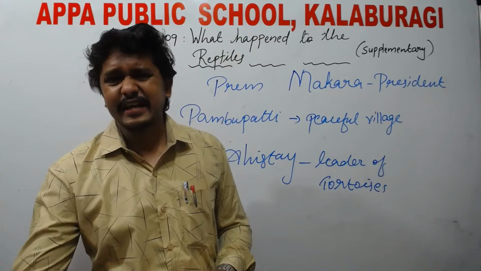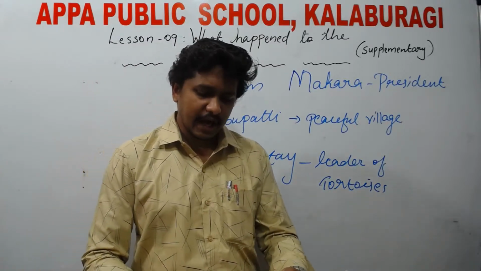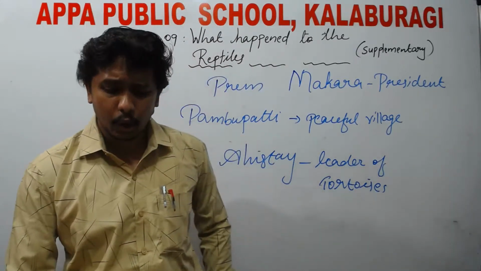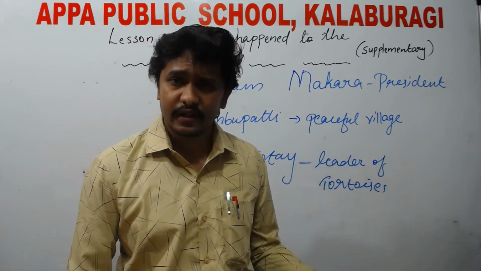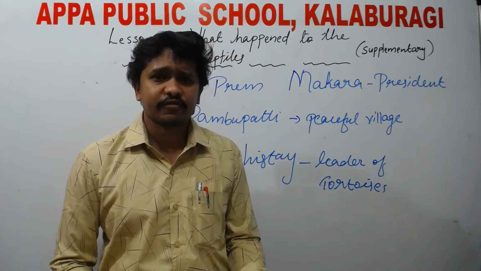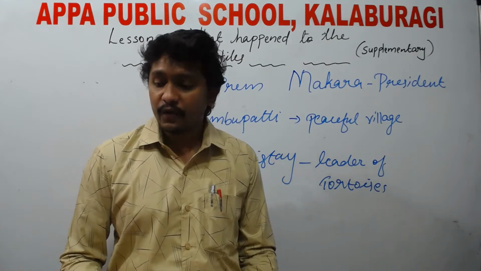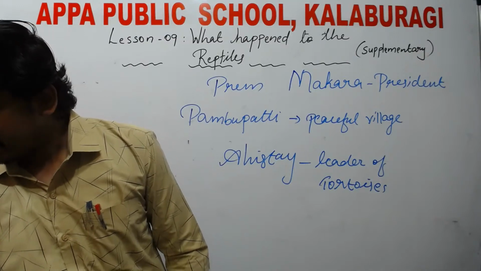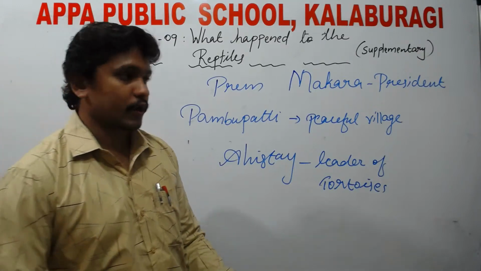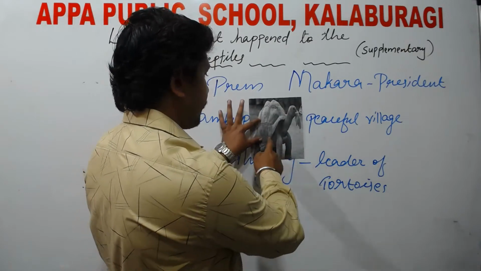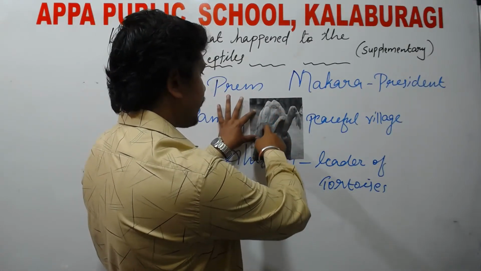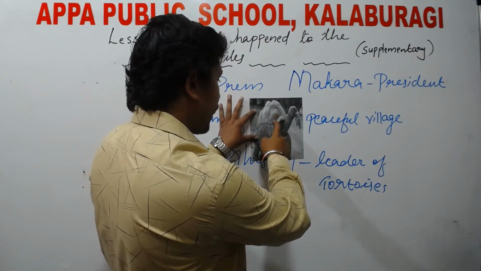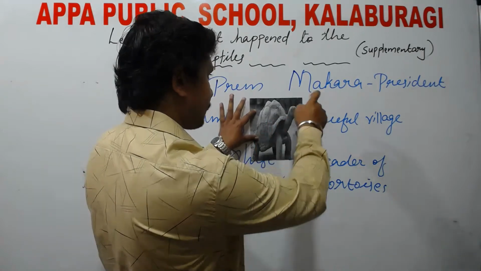I wanted to send them out of the forest because they are so stupid, they are very slow, and they carry their own houses on their back. We don't want such creatures in our forest. That's why I wanted to send them back. Here the picture is of the tortoise, the Ahiste. You can see that they carry their houses on their back. So this was the reason President Makara gave for sending them out of the forest.